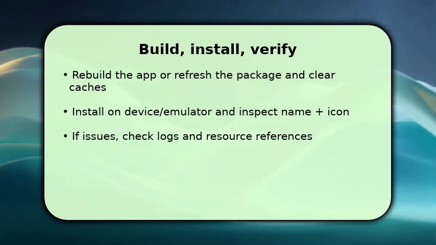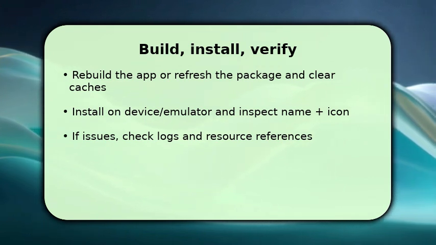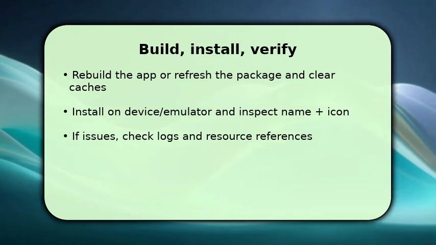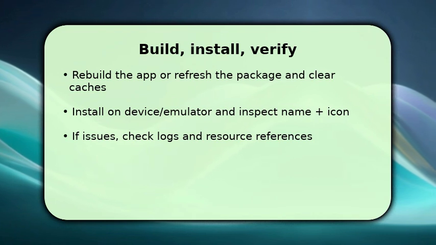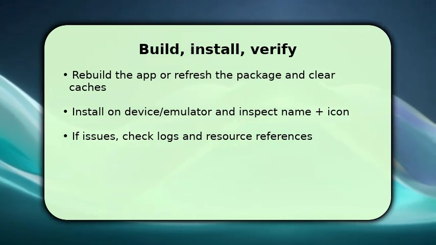Verify the display name across launchers and the app info screen to confirm consistency. If something goes wrong, check build logs and resource reference paths first. Most failures are mismatched file names or missing densities, and correcting those resolves the issue quickly.